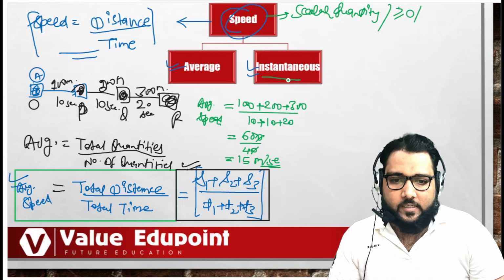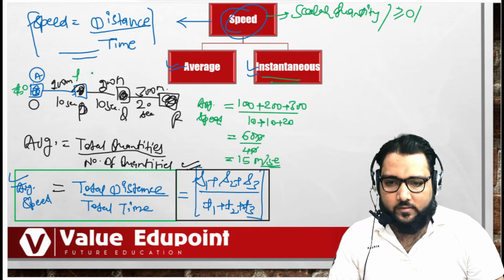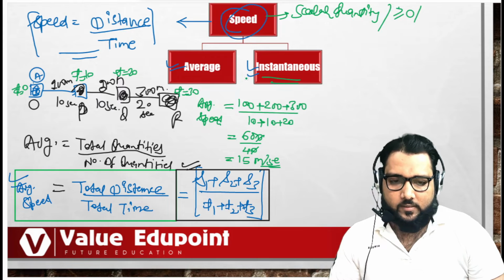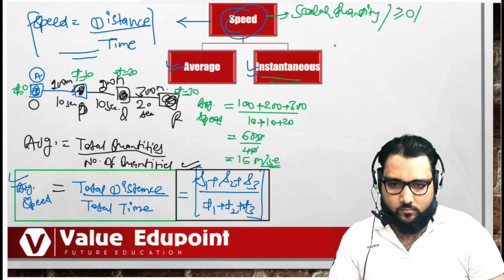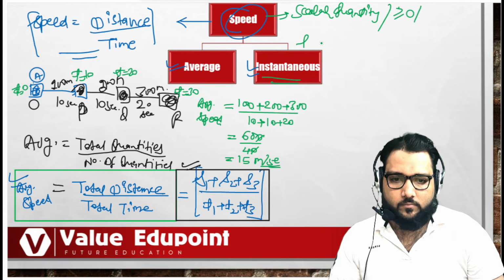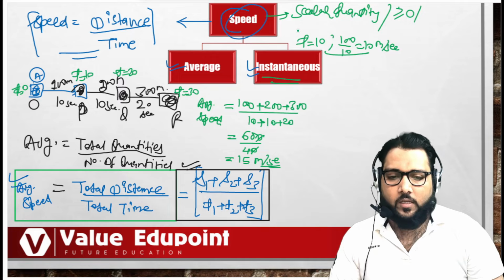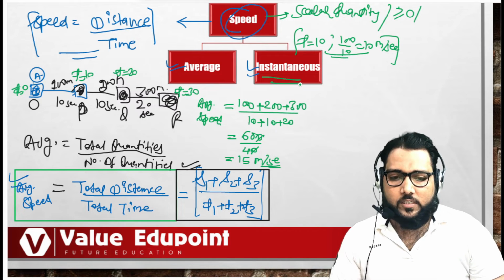And if we talk about instantaneous speed, suppose this is t equals 0, here t is equal to 10 seconds, here t is equal to 20 seconds, here t is equal to 30 seconds. If I talk about t equals 10 seconds, here the covered distance is 100 and the time is 10, so here the speed will be 10 meter per second, suppose. We will use this instantaneous velocity in graphs, or in derivations.